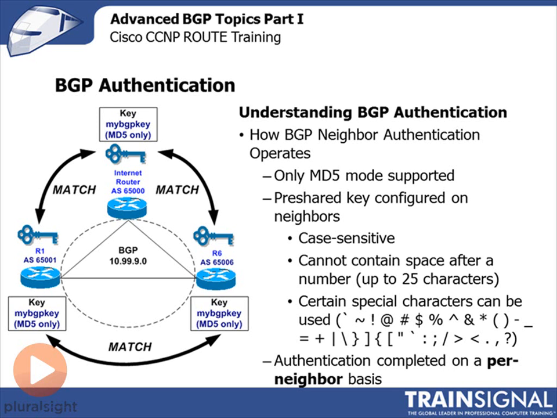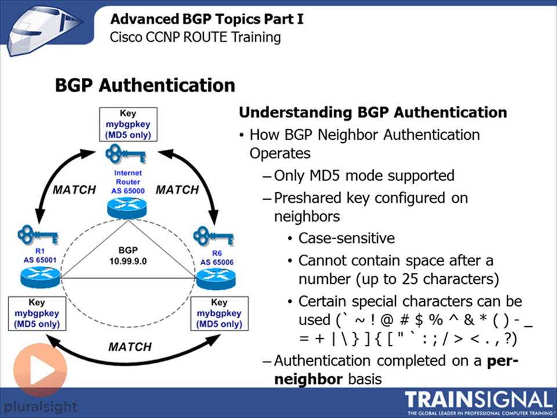Another thing is it cannot contain a space after a number. It's just part of the logic of the way that it's written. So you can't have, for instance, BGP1 space anything. So keep that in mind. You can't do that within the key. And then you can use certain special characters, which we've listed out here before, and make sure you pay attention to those. And also understand that authentication is completed on a per neighbor basis.